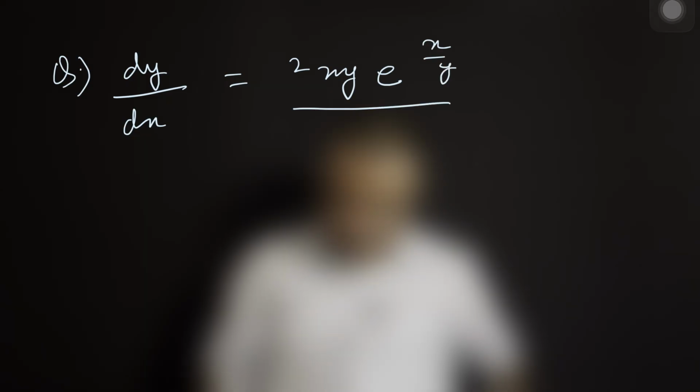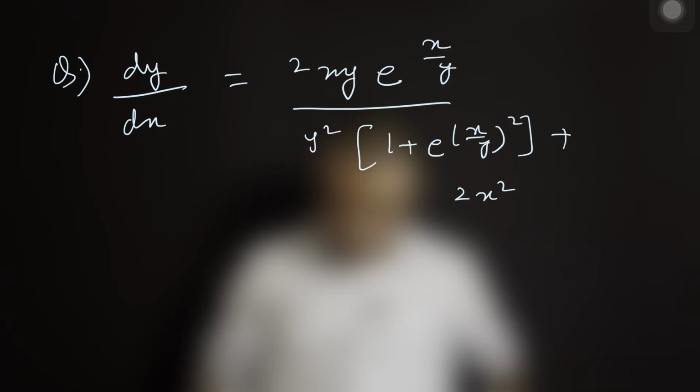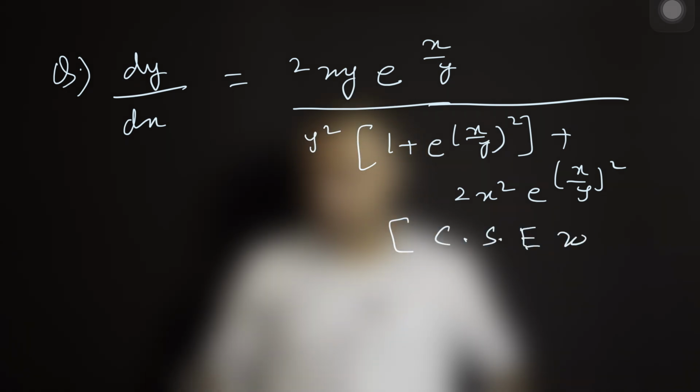dy/dx is equal to 2x e to the power x/y upon y square into 1 plus e to the power (x/y) square plus 2 times x square e to the power (x/y) whole square. So, this is numerator, this is denominator. So, this was asked in your civil services examination 2012. This is a question of differential equation.